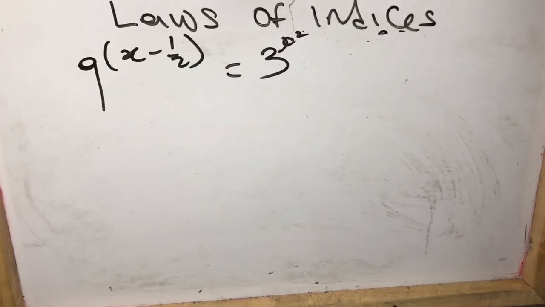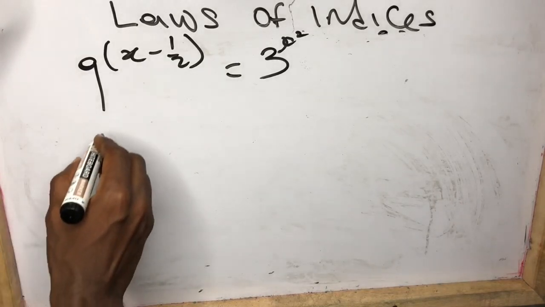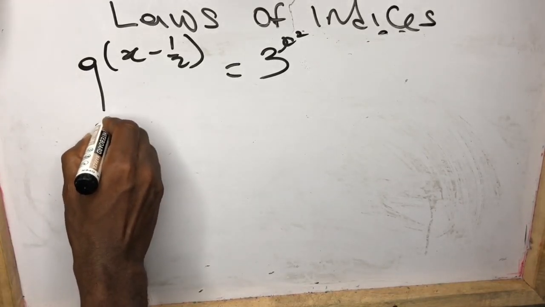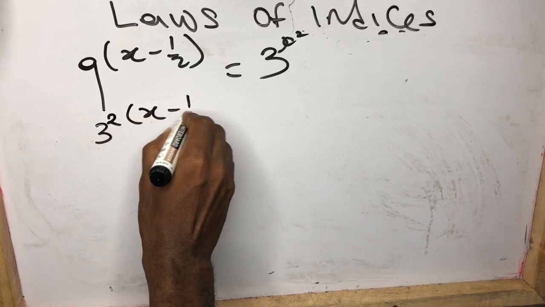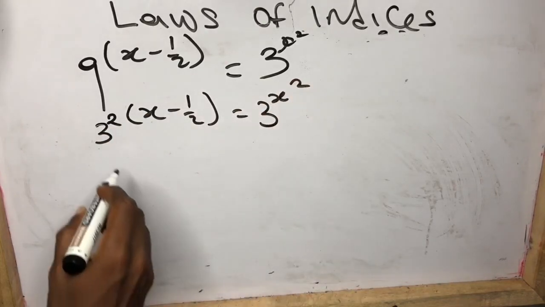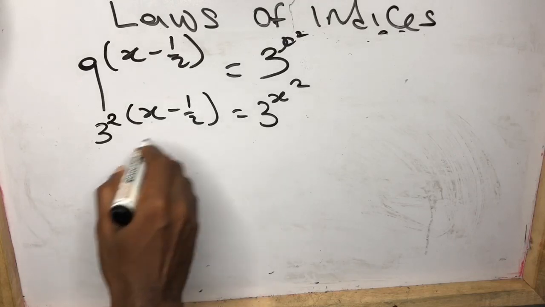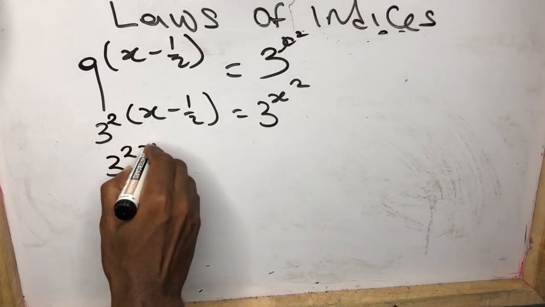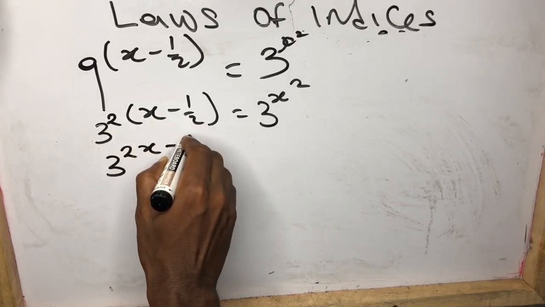So the next question, we have 9 raised to the power x minus half equals 3 raised to the power x, raised to the power 2. 3 raised to the power x, and x is also raised to the power 2. Now to go about that, you have 9 is 3 raised to the power 2, like I've done on the board. They have the same base, which is 3, so they can cancel out each other. Or you just expand straight up.